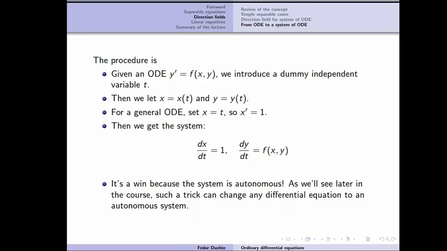So it is probably not clear now why this is important, and maybe you shouldn't think too hard about it, but let me just mention that the reason why, when we construct the direction field of a single differential equation, the first entry is 1 is because it comes from this procedure of converting a single differential equation into a system of autonomous differential equations.